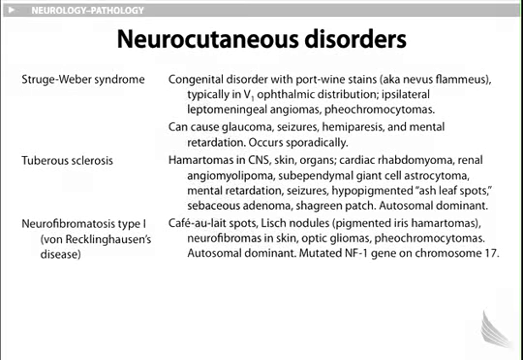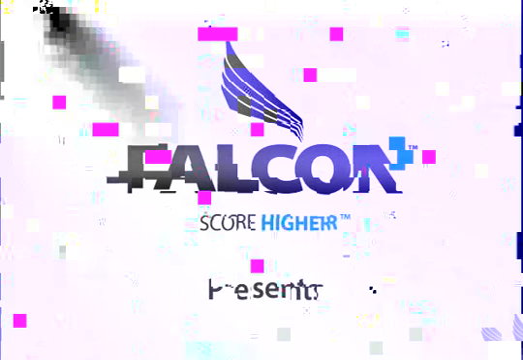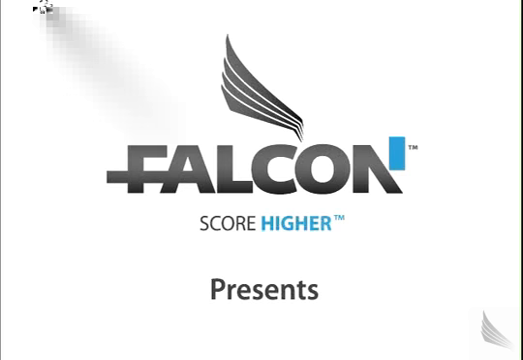Neurofibromatosis type 1 or von Recklinghausen's disease. These patients can be recognized by their multiple cafe au lait spots. One can observe Lisch nodules. These are pigmented iris hamartomas. Neurofibromas are also seen in the skin. Optic gliomas are quite common. These patients can also have pheochromocytomas. The disease is autosomal dominant and is caused by a mutated NF1 gene on chromosome 17.